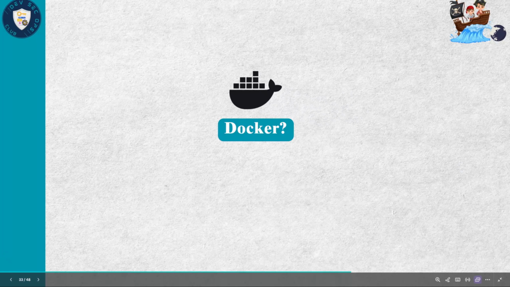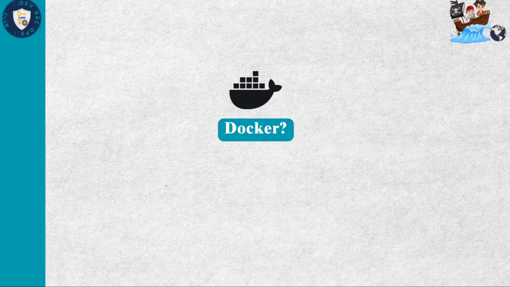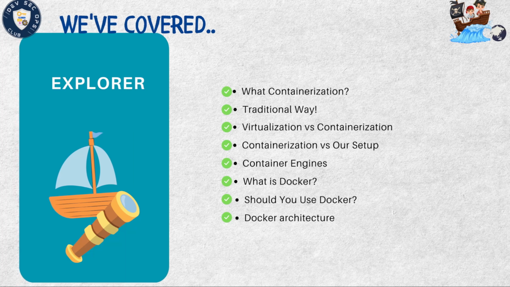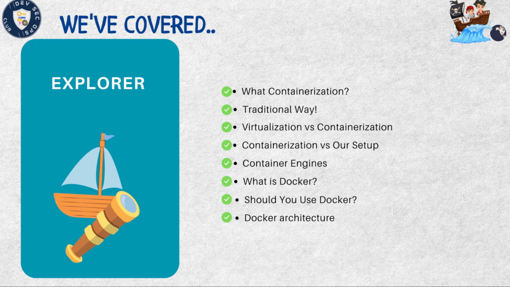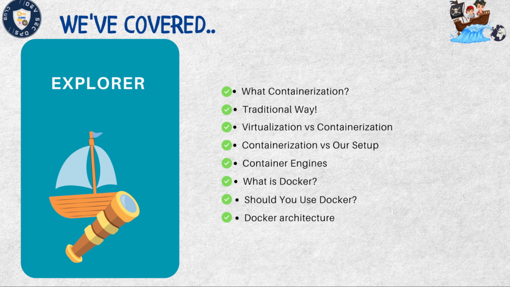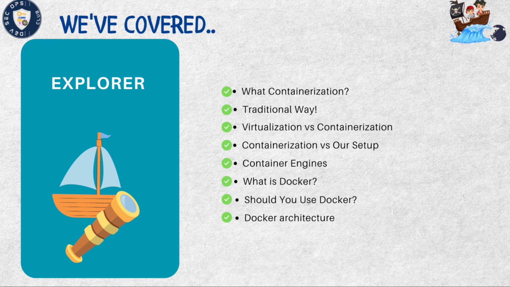So here we are, and then we have this. In this section we saw what containerization is, what the traditional way of deployment is, virtualization versus containerization, and our setup, and what container engines are available. Docker is not the only one, but Docker is the one we are going to learn. We also saw why Docker, and the Docker architecture. I know this is more on the theory part, but I think this much theory is enough.